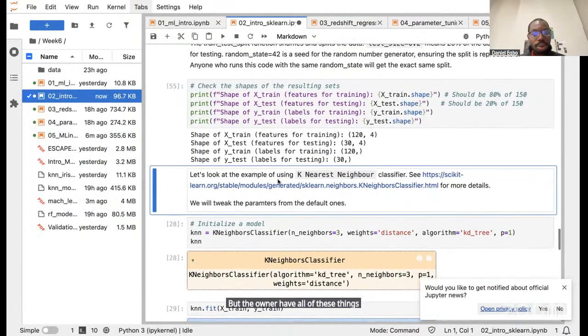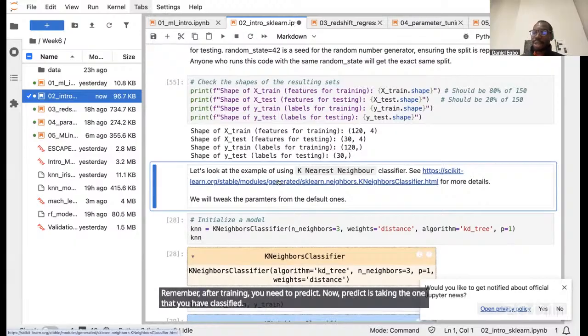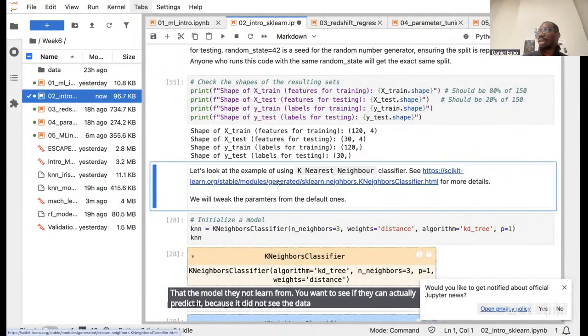Now, why are you doing this? Remember, after training, you need to predict. Predict is taking the data that you have classified, that the model did not learn from. You want to see if it can actually predict it, because it did not see this data, but from the other data it has learned from, can it predict this data? That is what tells you whether your model is learning or not.